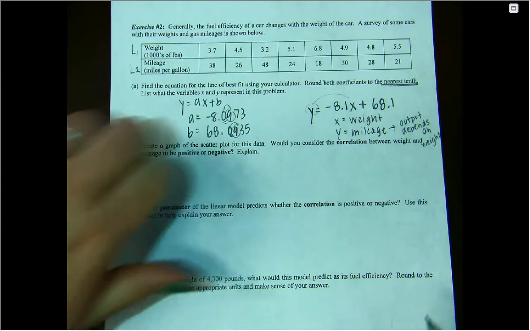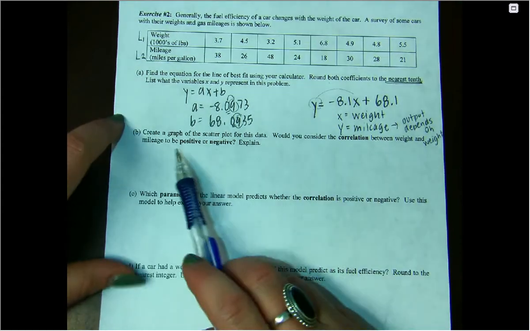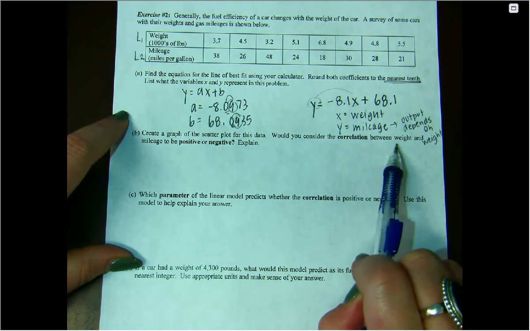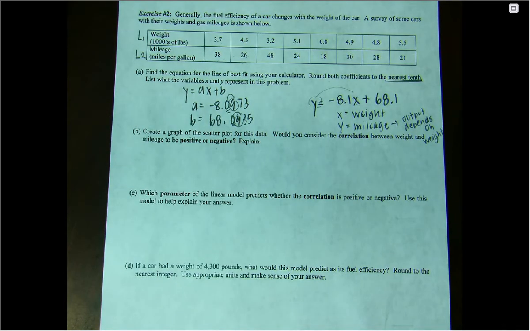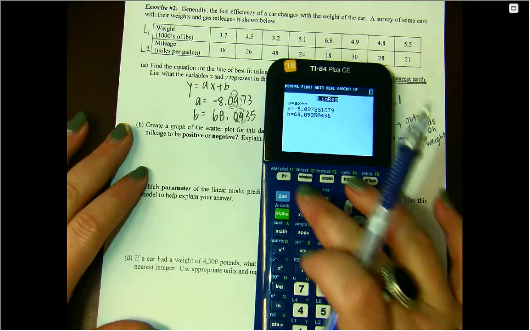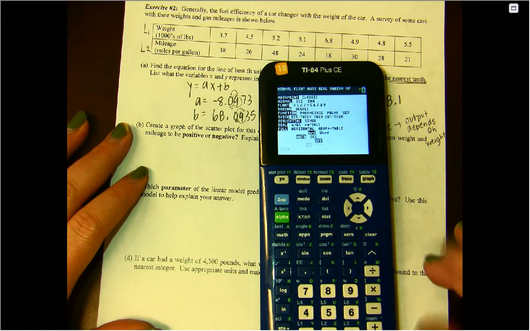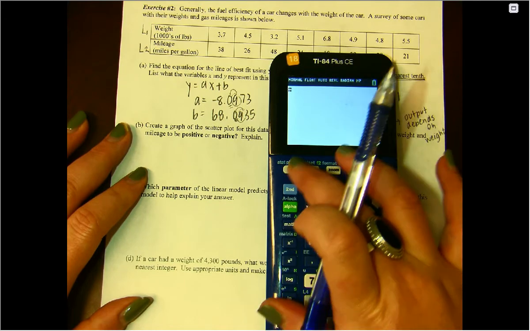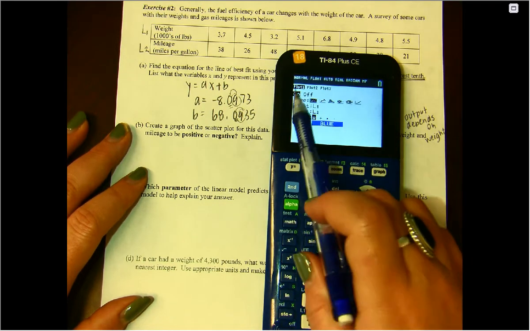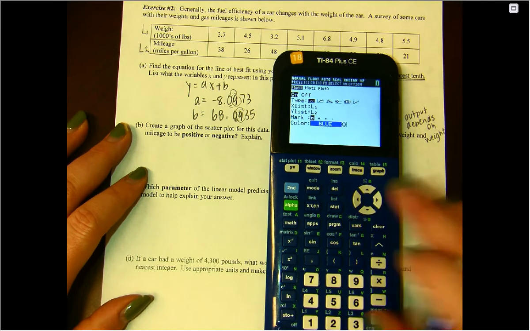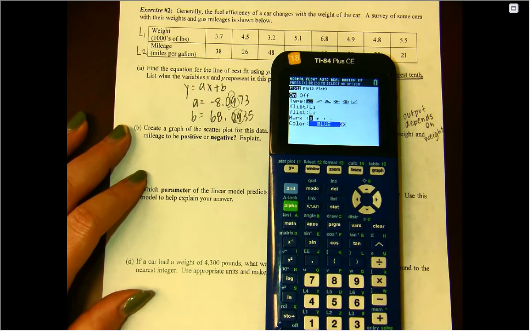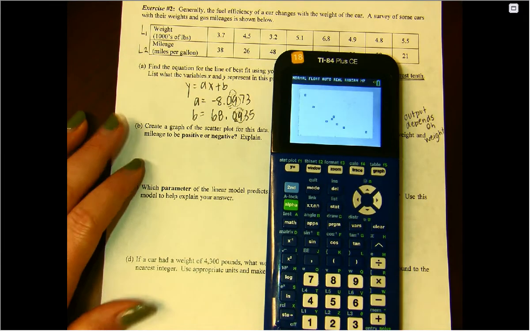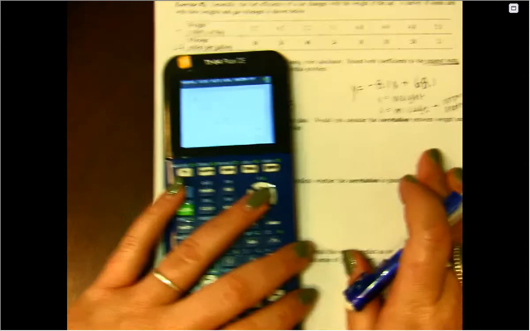which it does. Okay, so next we're going to create a graph of the scatter plot for this data. And would you consider the correlation between weight and mileage to be positive or negative? So I want to create a scatter plot. I'm going to go to second stat plot, make sure it's turned on and I'm on a scatter plot. I already set it up, so now all I'm going to do is hit zoom 9.